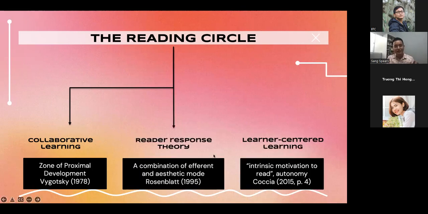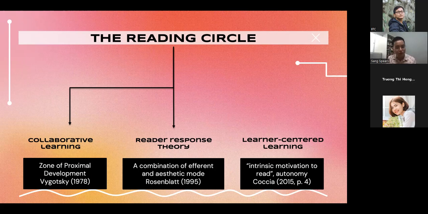The second part is the reader-response theory by Rosenblatt. Rosenblatt posits that reading is actually an interaction process. It's not like you are alone. It's not a passive activity, because as a reader, you need to interact with the text. You need to reflect upon the content of the text with your own lived experience. And he also explained that reading is not only for relaxation. Sometimes it can be for information as well.